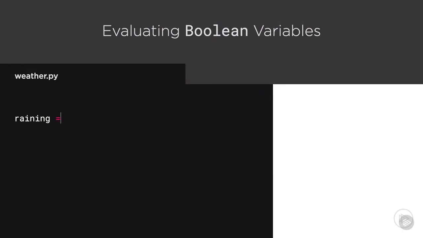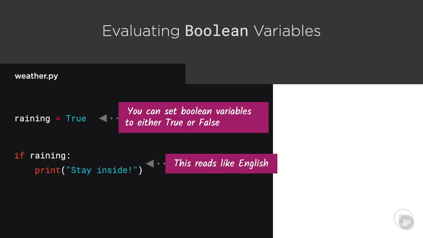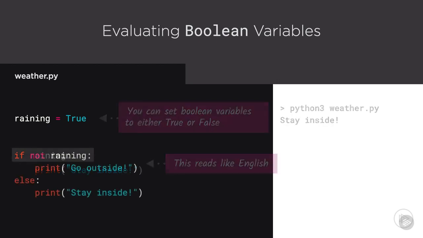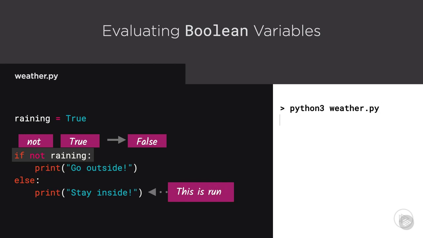We're going to use a Boolean to store whether it's raining or not. Now the if statement reads, if raining, print stay inside, which is getting closer to reading like English. If we run this, raining is true, so the print statement is run and stay inside is printed to the screen. We could also change this to say, if it's not raining, then print go outside. Otherwise, print stay inside. Since raining is true, the if statement becomes if not true, which is false. So the else statement is run, and stay inside is printed.